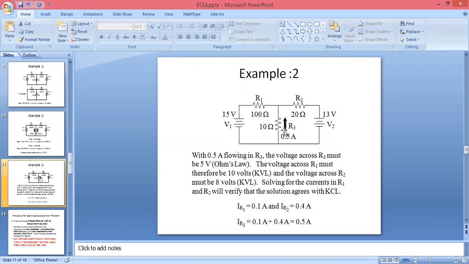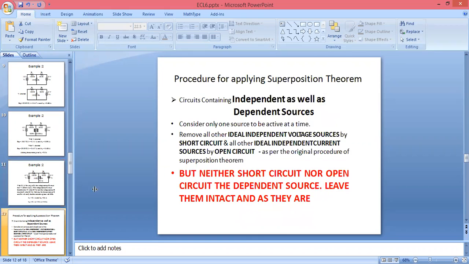According to KCL, R3 का पता है तुमको, तो you will get the value of IR1 and IR2 because तुमको यहाँ के resistors के value पता है. You will get the value of IR1, IR2 and IR3 also. You will get IR3 as a 0.5 ampere. So how we are solving?